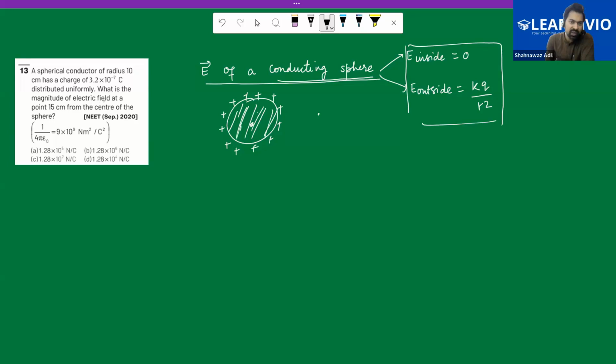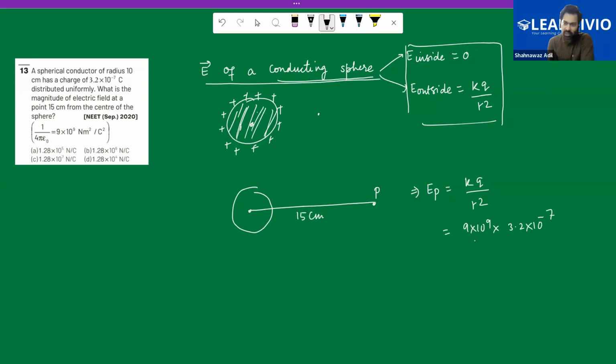So what is the magnitude of electric field at a point 15 centimeter from the center of this sphere? So we have the sphere, and this point is at 15 centimeter away from it. So let's say this is point P. So electric field at P would be simply KQ by R square. So K is 9 into 10 to the power 9. Charge is 3.2 into 10 to the power minus 7 coulomb. And this is 15 centimeters, so this is 10 to the power minus 2, and then 15 centimeter, 10 to the power minus 2.